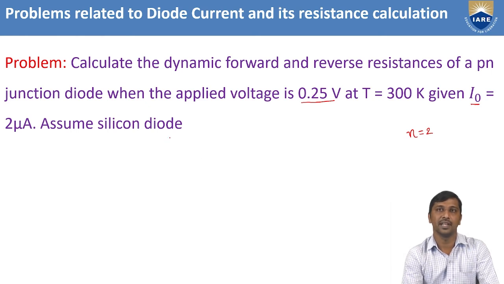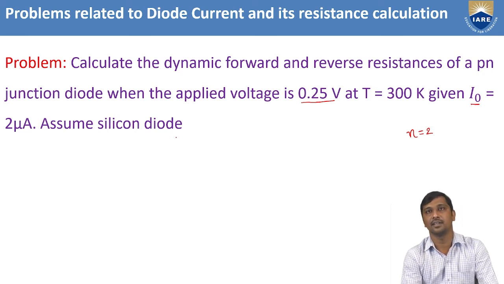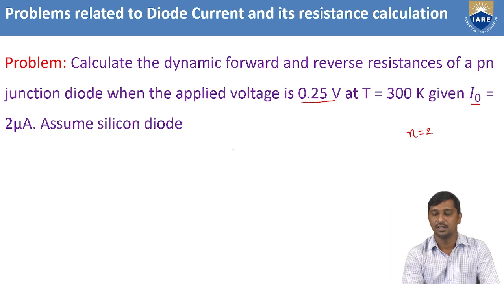So what is the type of the diode? If it is not mentioned, then first you can choose the type of your diode, either silicon or germanium. Based on your assumption, you can take the eta value as either 1 or 2. But in our problem here, they mention that the diode type is silicon, hence we need to consider the eta value as 2 here.